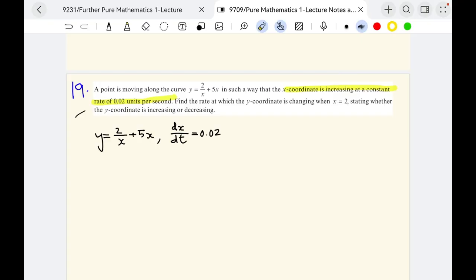Now find the rate at which the y coordinate is changing. The question asks you to find the rate change of the y coordinate, which is dy dt. We haven't known the sign of the dy dt. What is the pattern of the changes in the y coordinate? But it gives you the x coordinate, when x equals 2. Also, state whether the y coordinate is increasing or decreasing by referring to the sign of the dy dt you obtain.